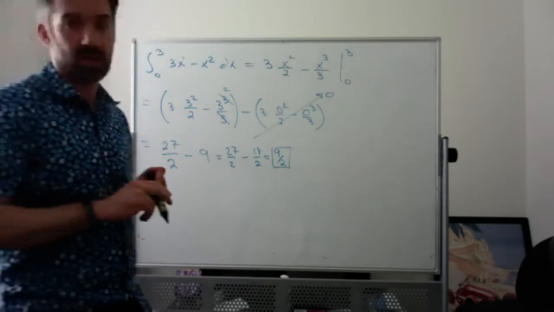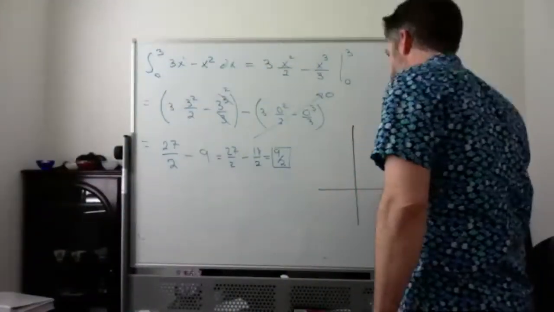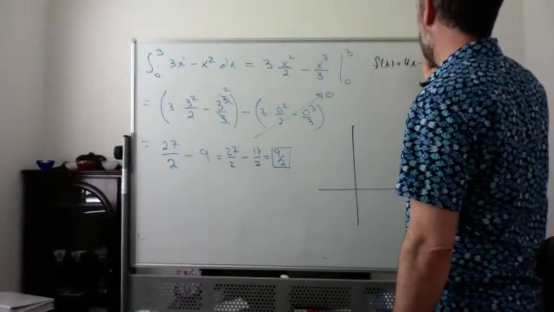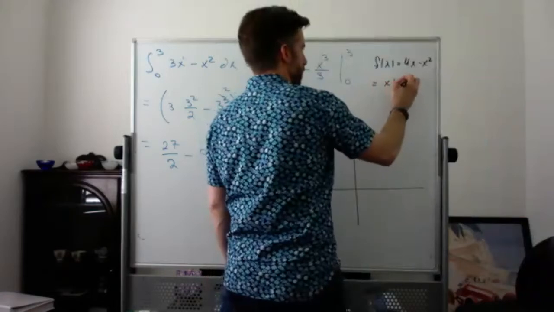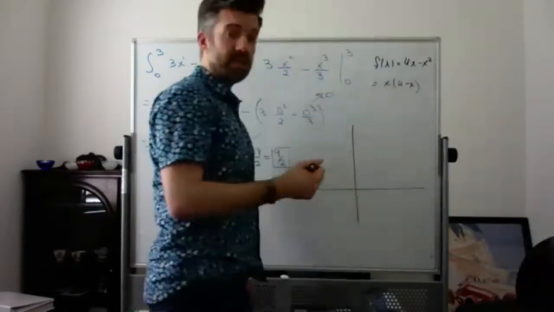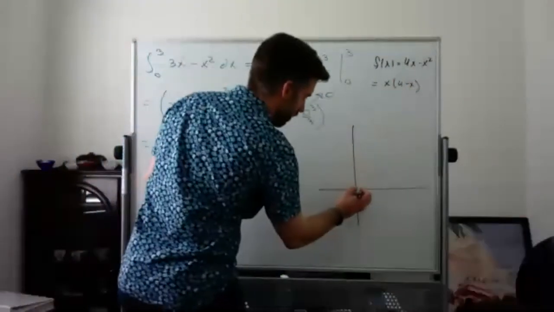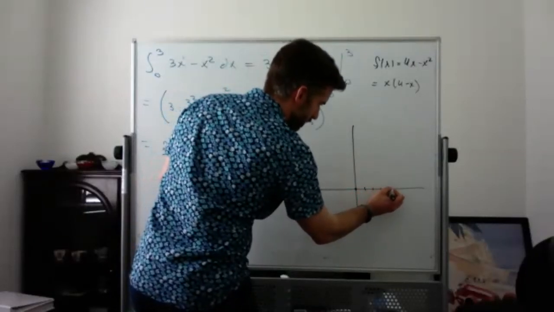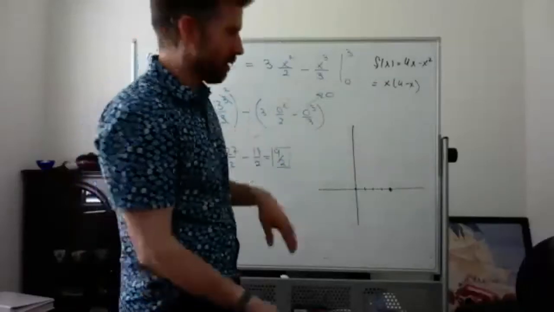Graphically, here's what this looks like. So the function f of x equal to 4x minus x squared, which you might factor as x times 4 minus x, is a downward opening parabola. It's got an x-intercept at 0 and an x-intercept at 4. And its vertex would be at 2, 4.